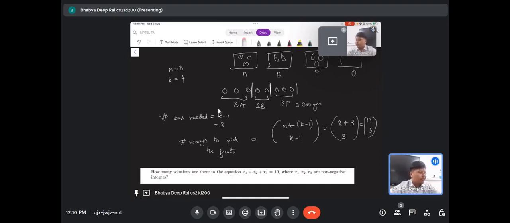Or what I can do is simplify it still. 11 factorial divided by 8 factorial times 3 factorial, which is 11 times 10 times 9 divided by 3 factorial, which is 6. 3 2s are 6, 3 3s are 9, 2 5s are 10, 3 5s are 15, times 11, which is equal to 165.